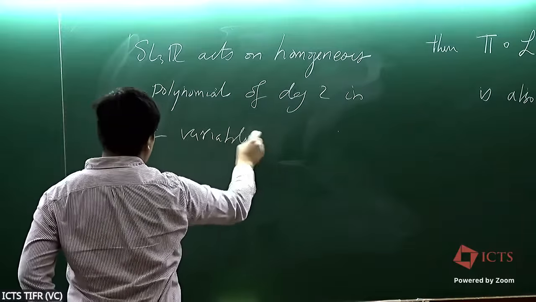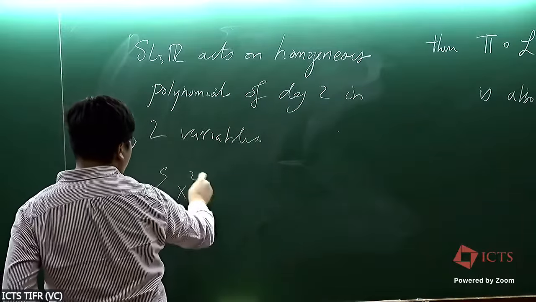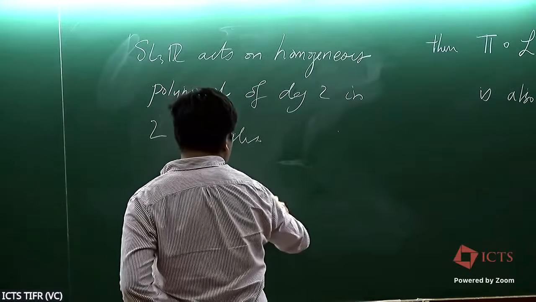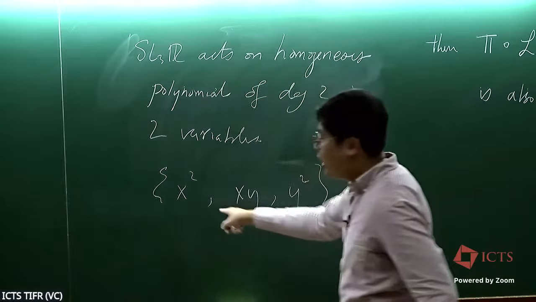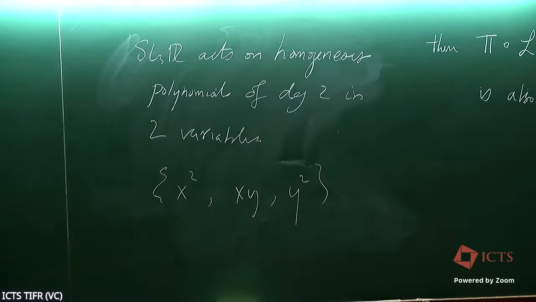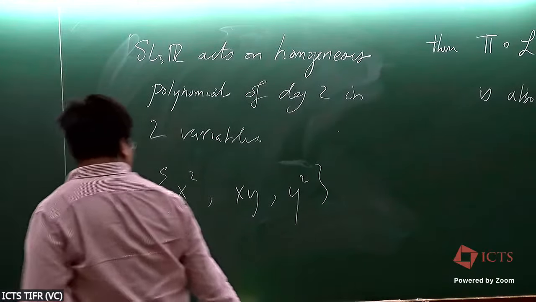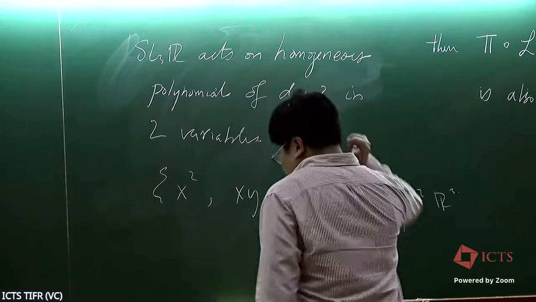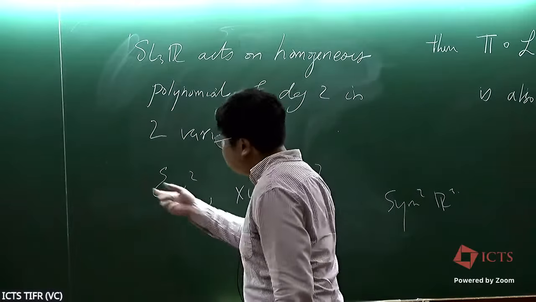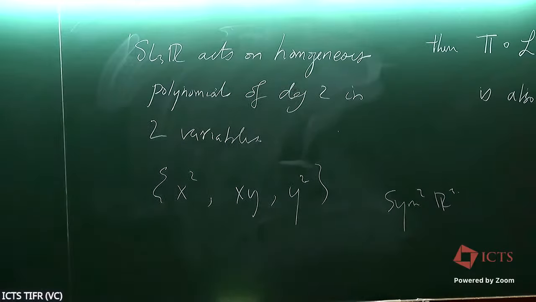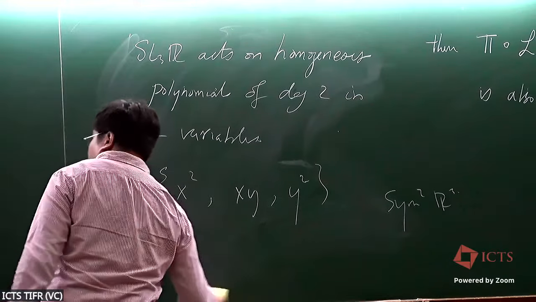Okay, so I could pick a basis for this. So of course, I have x squared, xy, y squared. And you can see that SL3R will act on this. So if I take this action of PSL2R on these 2 variables, this induces an action on, I guess I should say, this is like Sym^2 R^2, these homogeneous polynomials of degree 2 in 2 variables. So then PSL2R will act on this. So in this way, you get an embedding of PSL2R into SL3R. Okay, so that's the map that we will use.